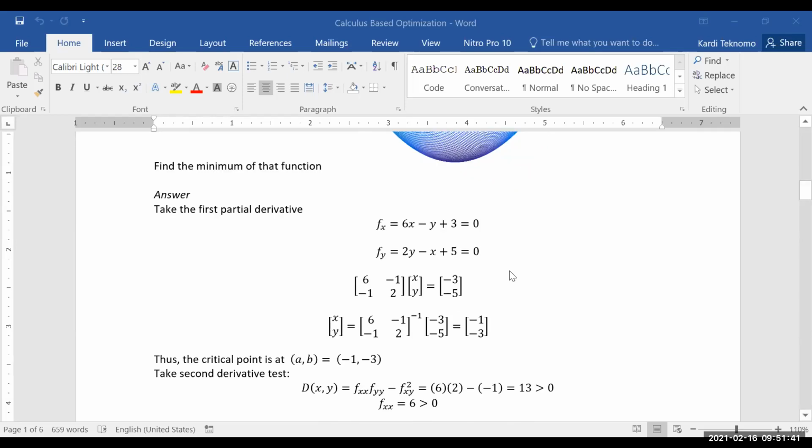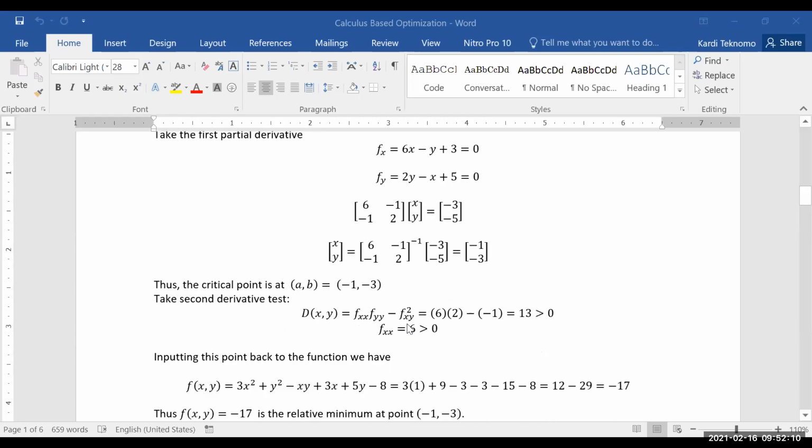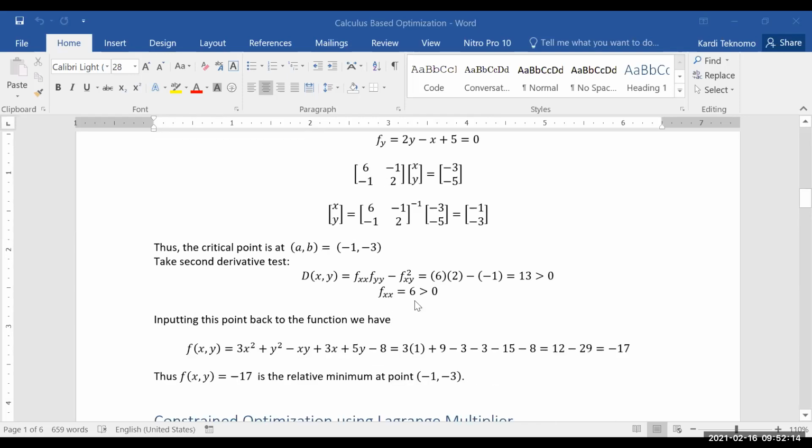To solve the equations, you use linear algebra. So you put all the numbers into a matrix: 6, minus 1, and then minus 1, 2. You put it into matrix and vector form, you solve it, and you get the critical point, which is minus 1 and minus 3. And then you compute the second derivative. You see the determinant here is positive, and fxx is 6 in this case. Then 6 is larger than 0, so you know this is a relative minimum point.